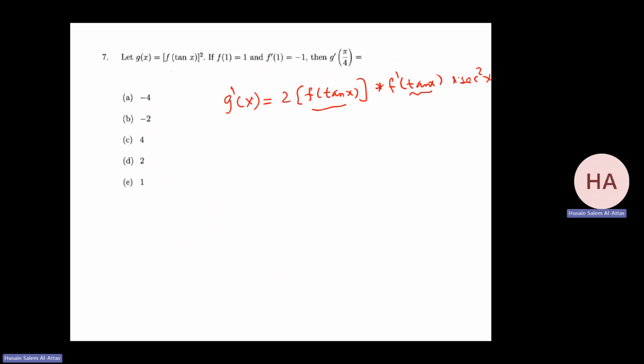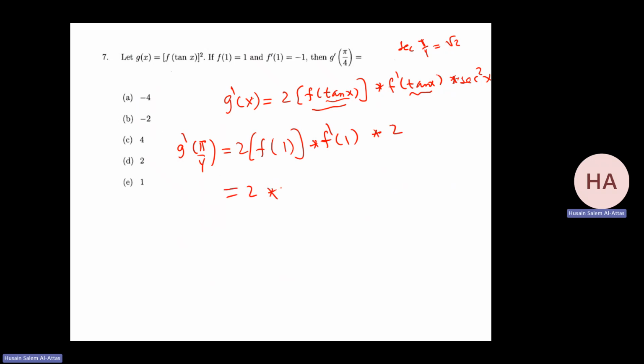So this is times. So it will be g prime at pi over 4. It will be 2 f of tan pi over 4, which is f at 1, times f prime of tan pi over 4, which is 1, times secant squared pi over 4, which is 2. Secant pi over 4 is square root of 2. Square it times 2. Now, f of 1 is 1. F prime of 1 is minus 1 times 2. So the answer is minus 4.